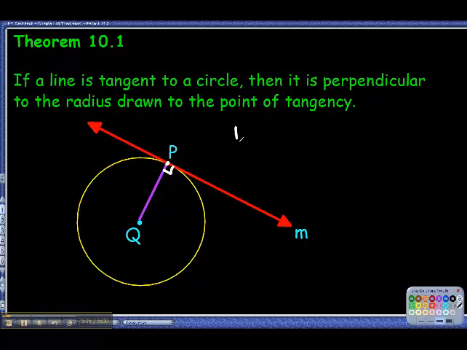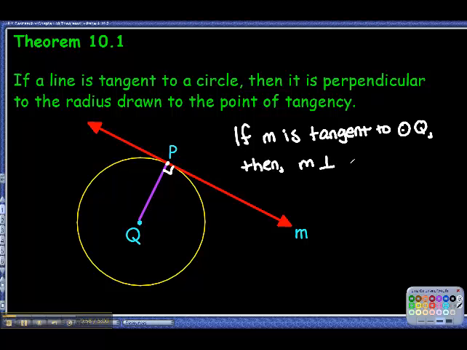So we could go ahead and state that as: if line M is tangent to circle Q, then we know that line M is going to be perpendicular to PQ, to that segment, to that radius.